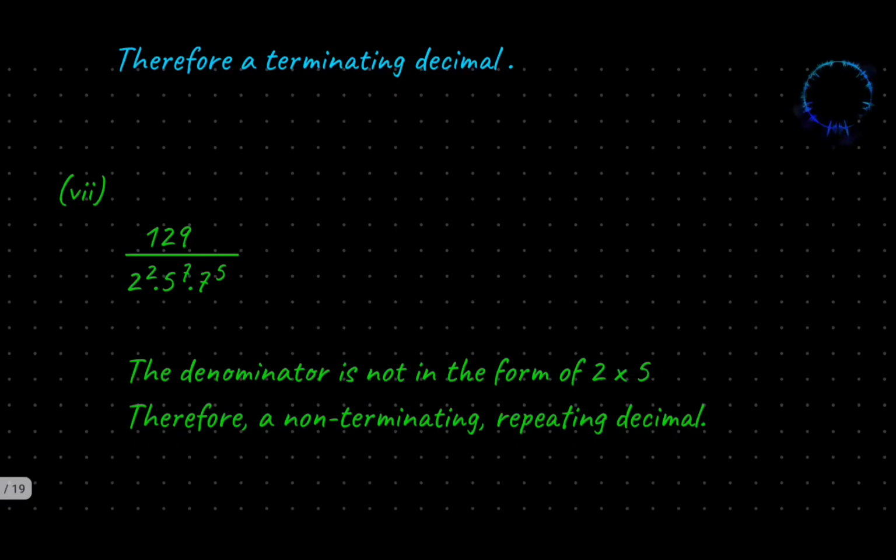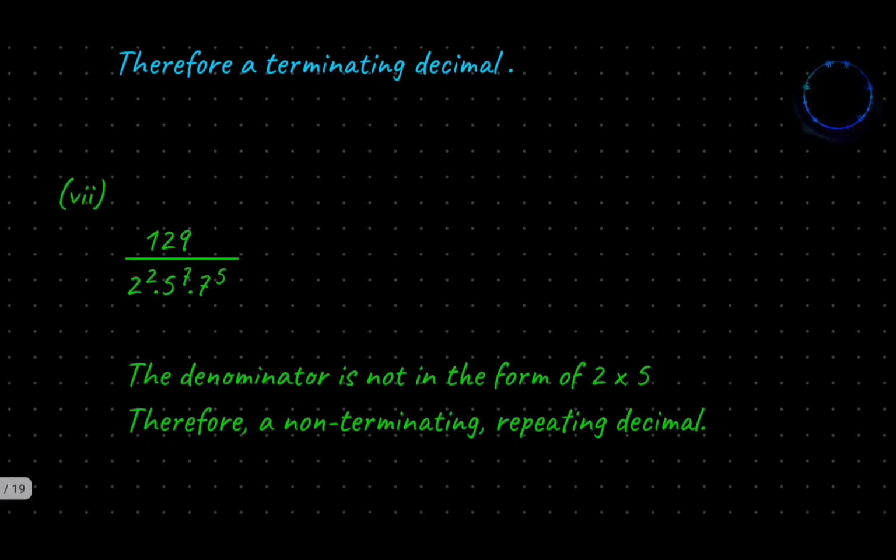The next is the seventh one. Here we have the denominator as 2 square, 5 power 7 and 7 power 5. We got one extra factor, that is 7 power 5, and we cannot even cancel it against the numerator 129. These two cannot cancel, so it is a non-terminating answer even if you try to cancel. So it is not in the form of 2 power n and 5 power m, so it is a non-terminating decimal.